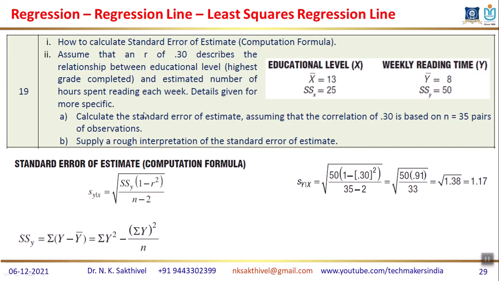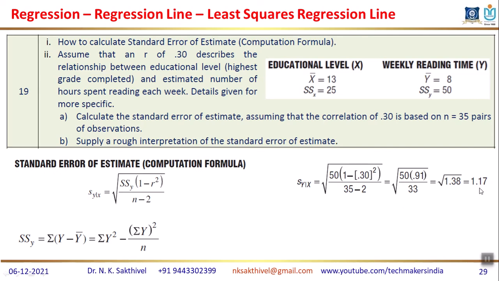So I calculated it, and the standard error is 1.17. For example, SSY is 50, so 50 into 1 minus R squared, where R is 0.3, so 0.3 squared, divided by n minus 2. Here n is 35, so 35 minus 2. The formula is like this. If you substitute, you will get 1.17.